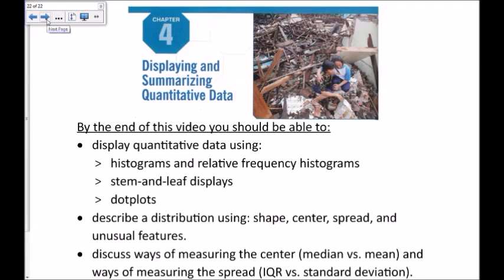So this video was about displaying quantitative data. It was about describing a distribution using shape, center, spread, and unusual features. And we also talked about ways of measuring the center and ways of measuring spread.